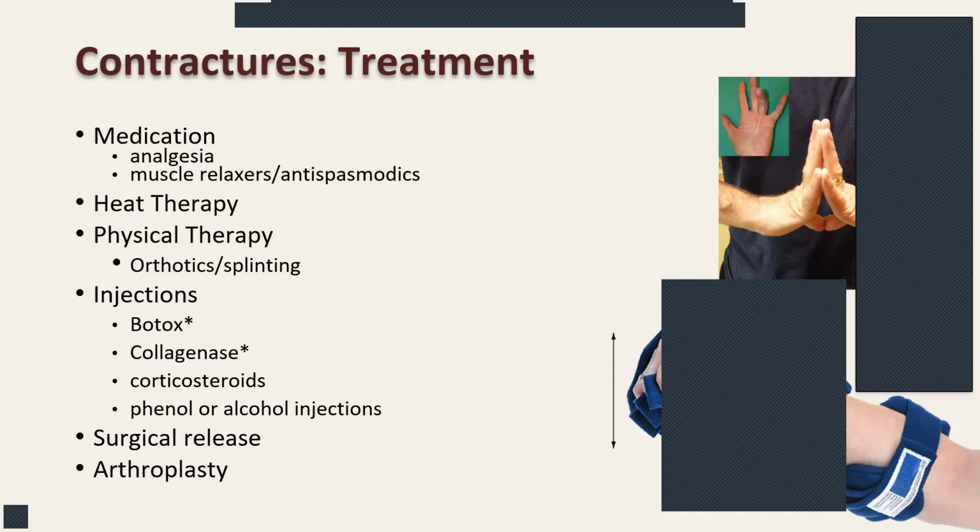Collagenase is an enzyme that, when injected under the skin, breaks down excessive amounts of collagen at that injection site, which will help lessen the severity of the contracture. And this treatment is more common in the Dupuytren's contracture, which is that contracture of the hand. And I know I'm butchering the name of that.